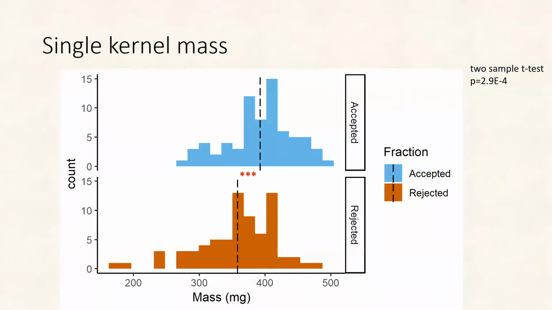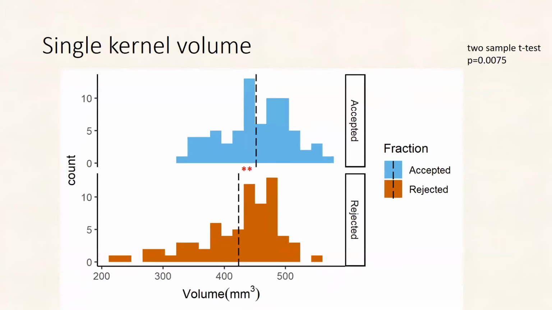And in single kernel mass, we have a significant decrease, where the dashed lines are the means of each. So our rejected fraction mean was significantly lower than accepted fraction in terms of mass. However, I want to point out that there's a lot of overlap between the two. Similar for volume, there was a significant decrease in the rejected fraction. So rejected fraction kernels tended to be smaller. However, again, there's a lot of overlap between the 2 distributions.